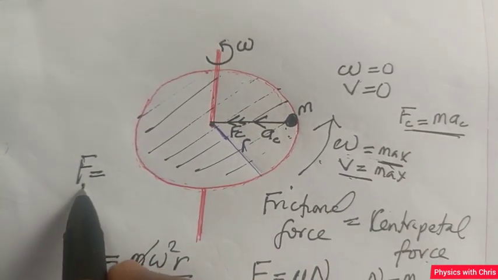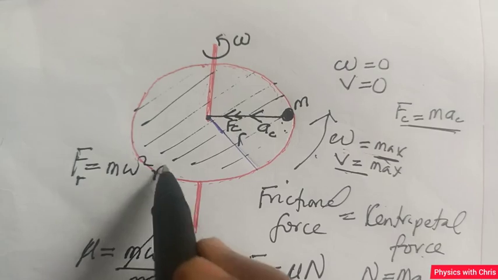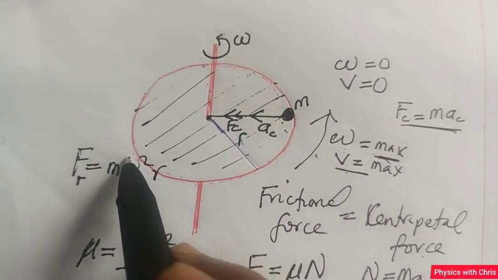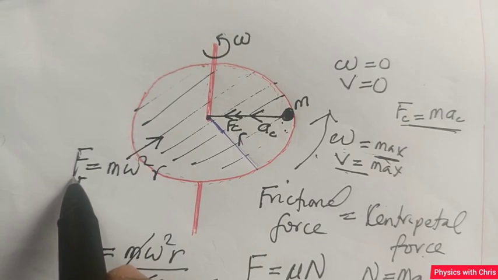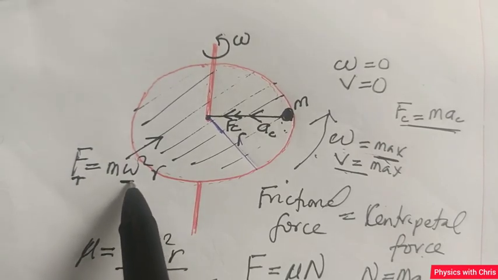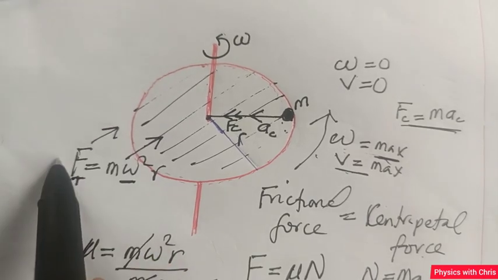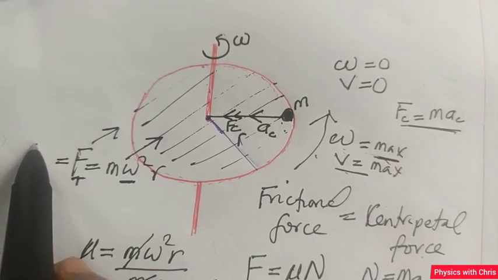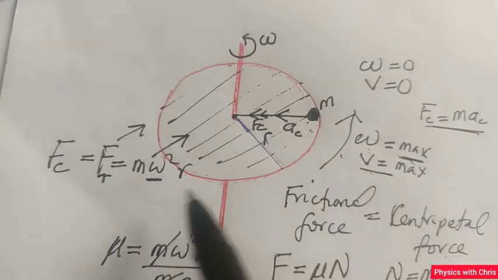Okay, let me call that Fr, which is my frictional force. That gives me m omega squared r. So if the angular velocity increases without the frictional force increasing, it means this mass may not remain on this turntable. Because if I increase this angular frequency, I need this to also increase, because this is what provides the centripetal force Fc that is necessary to keep this mass m on the turntable.